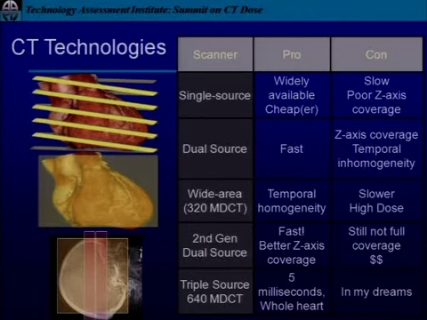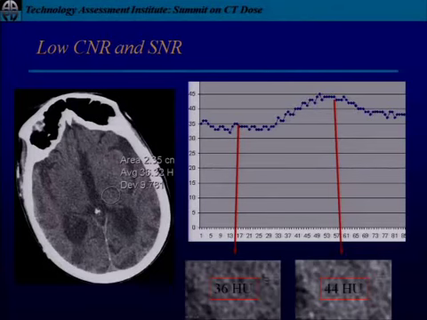In neuro scanning, if you have only limited coverage and you want to scan over time, you can do one or two slabs, which is what we do routinely on our 64-slice scanners. If you have a wide area coverage scanner like a 320, then you can do full head perfusion scanning. So these are some of the pros and cons listed here.